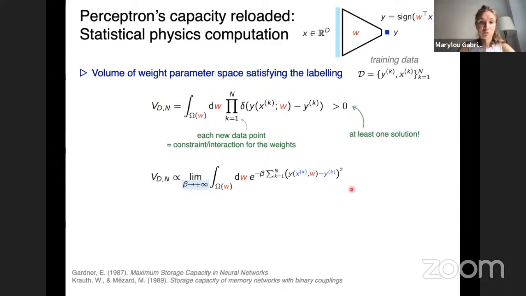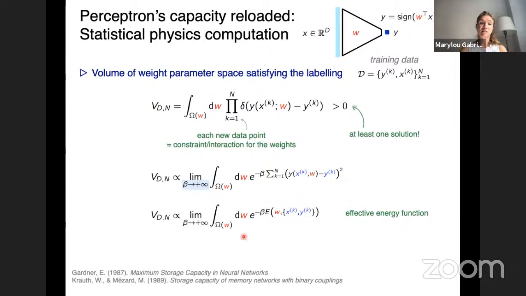And now it starts to look very much like a statistical mechanics problem, where we have defined an effective energy function. And the volume that we are looking at resembles the computation of a partition function, which is at the core of the statistical mechanics literature. So, okay, we want to compute this volume. Now, why is this hard?